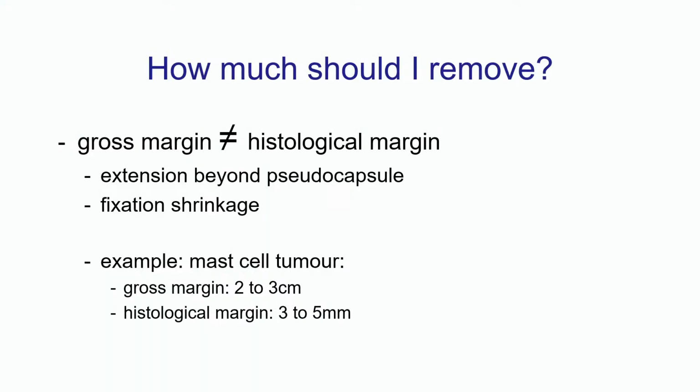They tend to shrink down under fixation. So when you start with these really big gross margins, what you will get is generally a much less impressive histological margin. So for me, if I take a 2 to 3 centimeter margin around a mast cell tumor and I get a 5 millimeter histological margin, that's fantastic. That is absolutely what we're aiming for. That would be a really good margin to get surgically. So it is important to know what that margin is, and it's important to recognize that your histological margin is going to be much smaller than your gross margin.